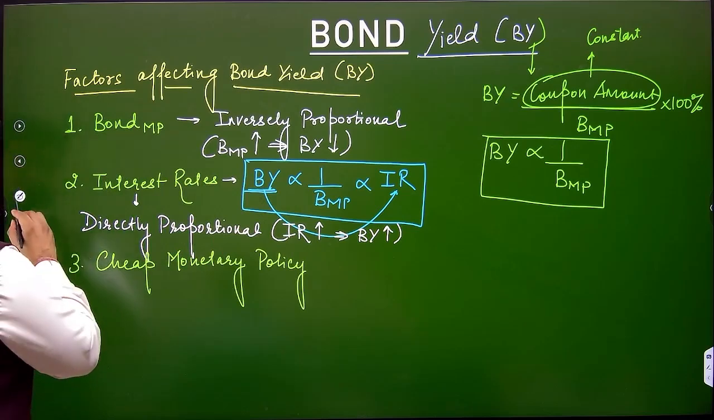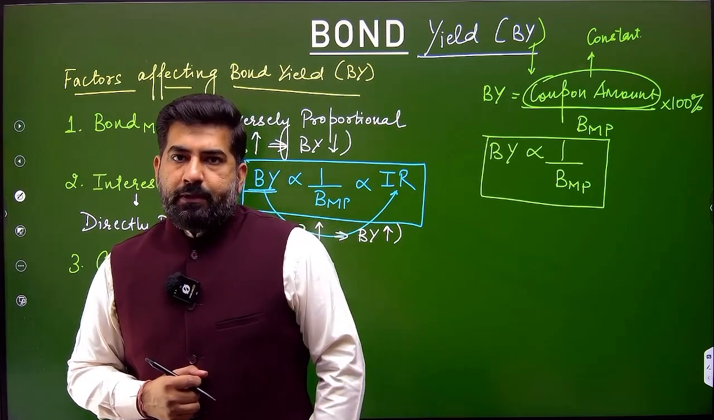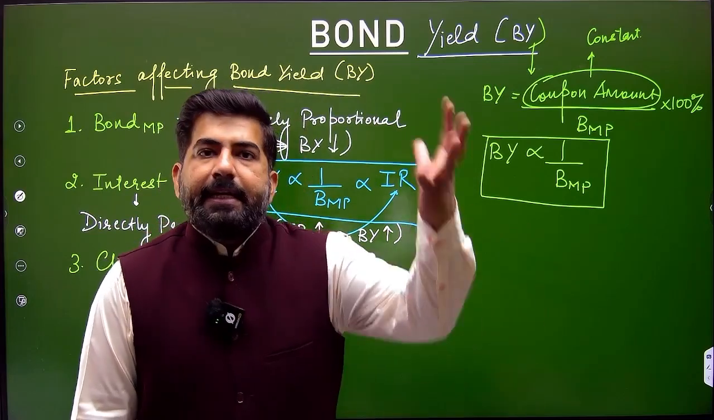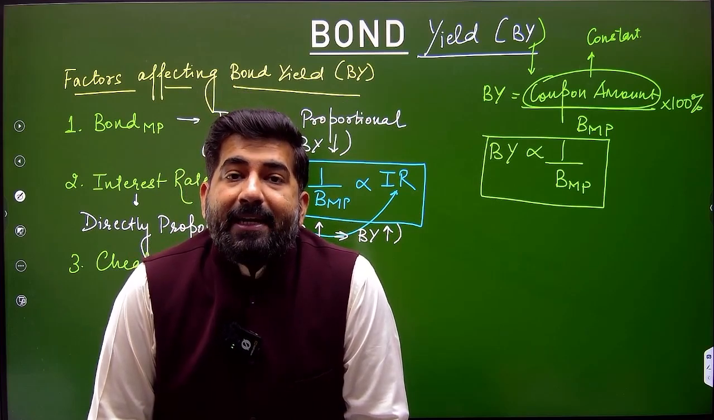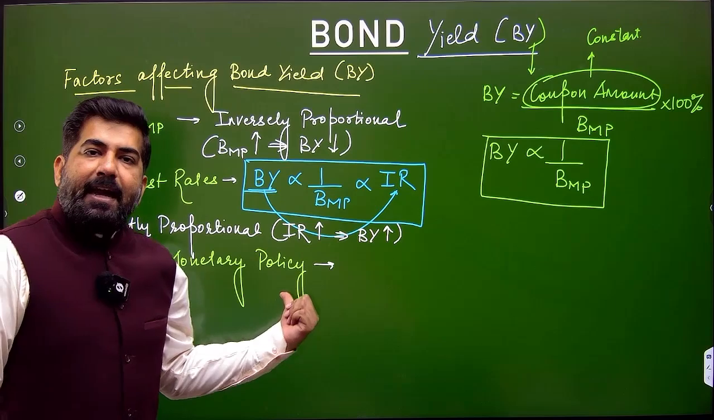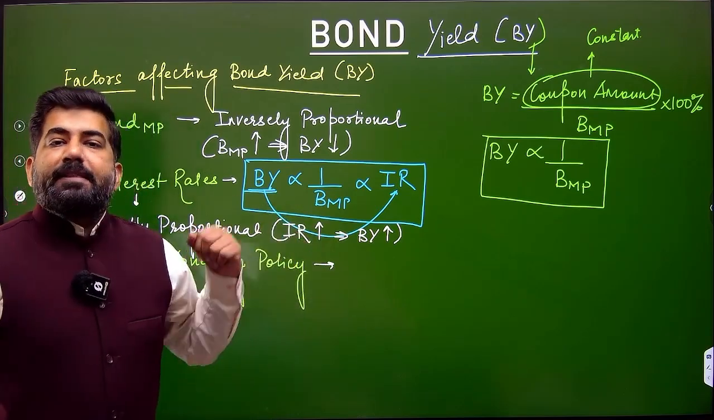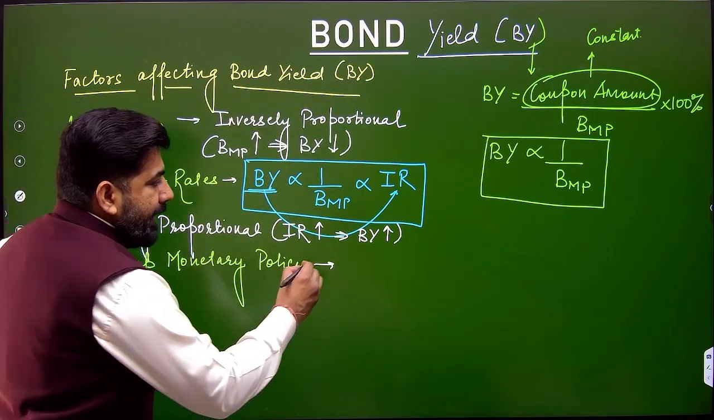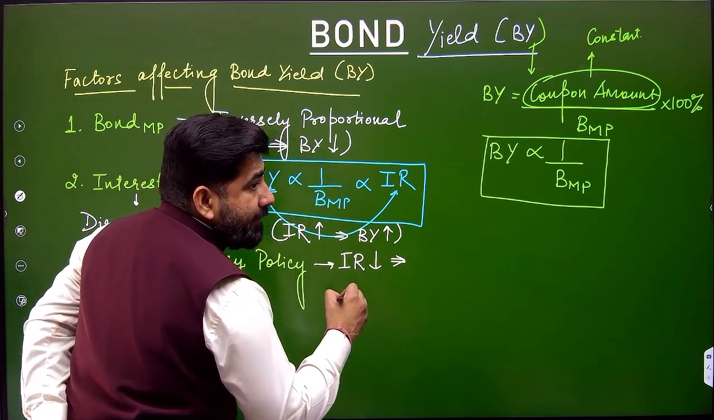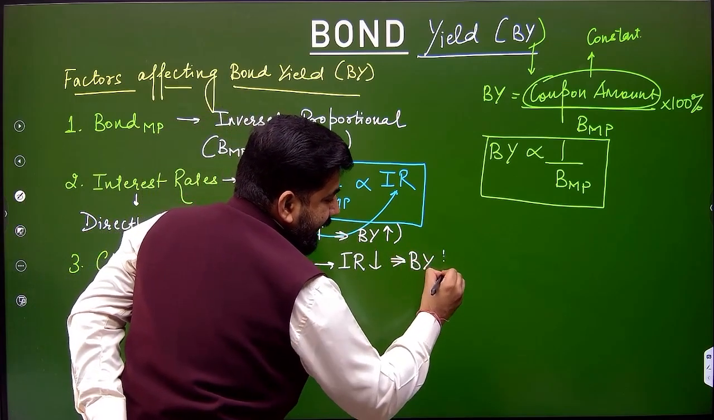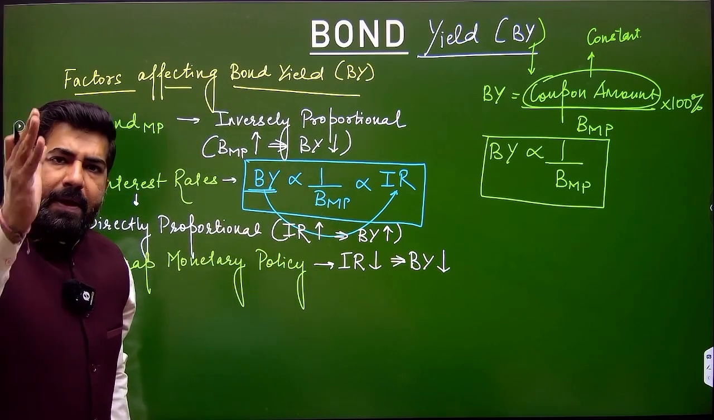RBI thinks that, okay, let me conduct a cheap monetary policy. Now, when you are conducting cheap monetary policy, tell me its impact on the bond yield. Will the bond yield increase or will the bond yield decrease? The bond yield will decrease, because when the RBI is conducting a cheap monetary policy, expansionary monetary policy, accommodative stance, that means they are reducing the interest rates. And when the interest rates are reducing, the bond yield is likely to come down. Remember this relationship. This is how you have to think.